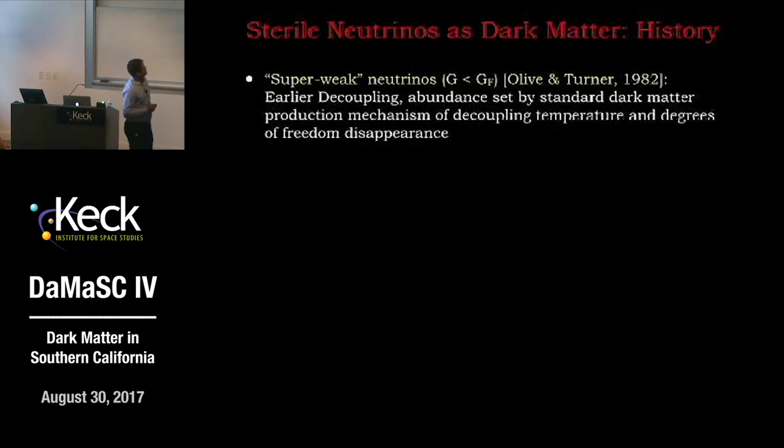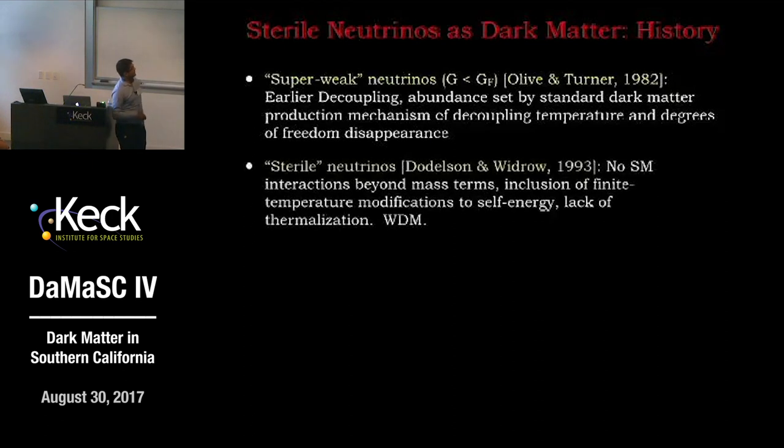Super weak neutrinos were once dubbed sterile neutrinos, but these are really just weaker than weak neutrinos. They have some coupling that is weaker than the weak coupling, and they're still produced like WIMPs in that they freeze out at some early time, and their abundance is set by that kind of mechanism.